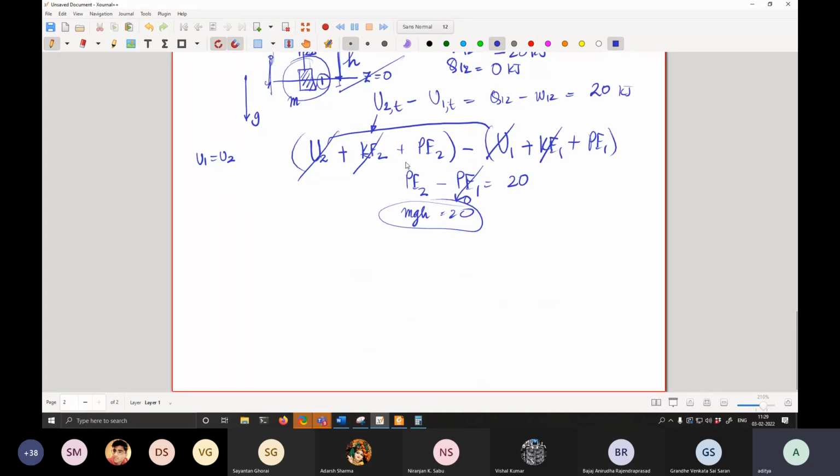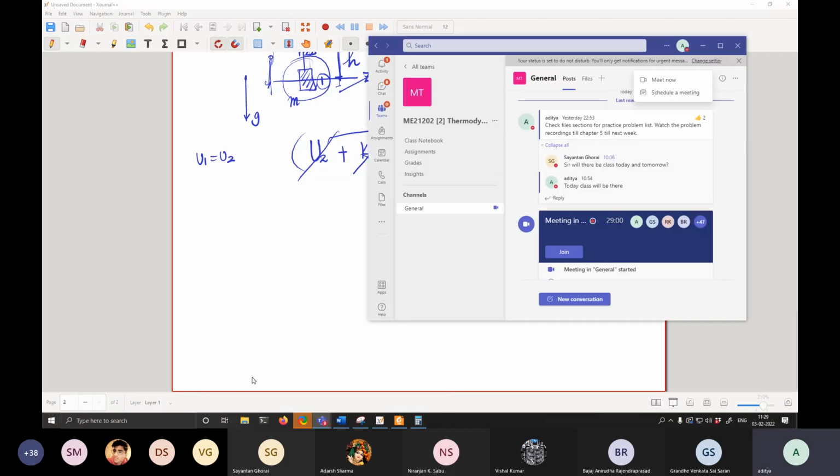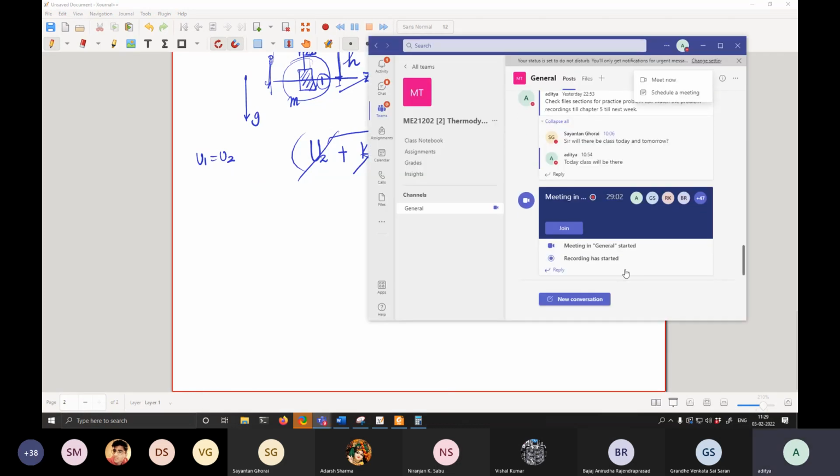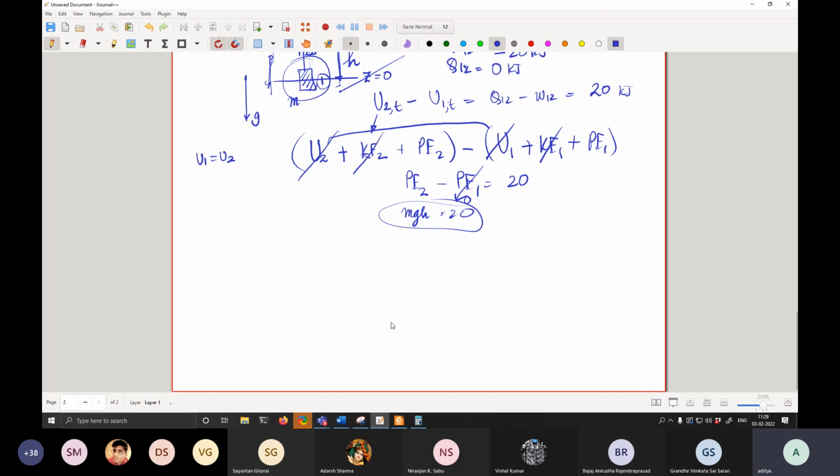But we will also see in certain problems in the next chapter where kinetic energy will be important, such as nozzles. There's some message. Okay, there's no message.